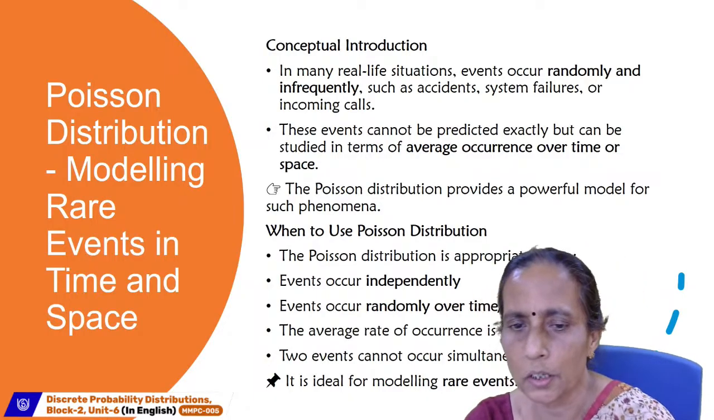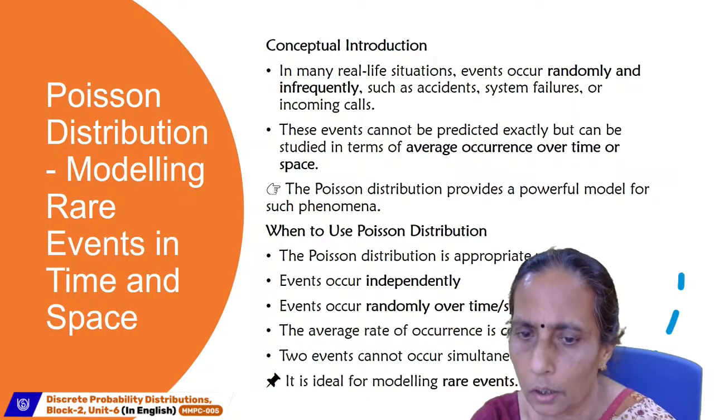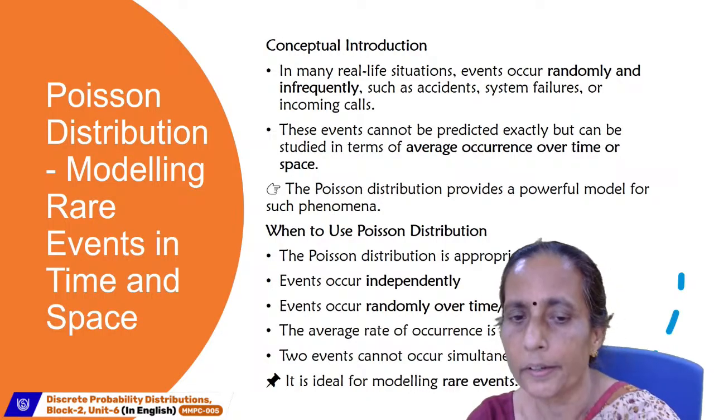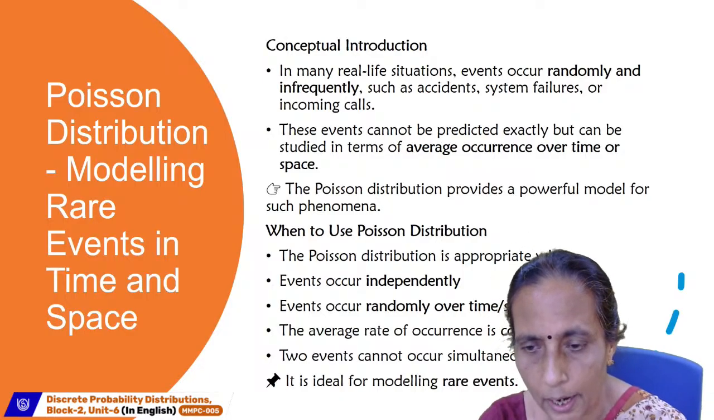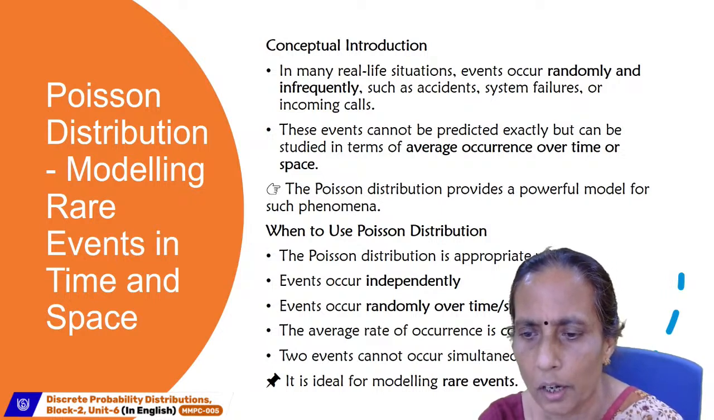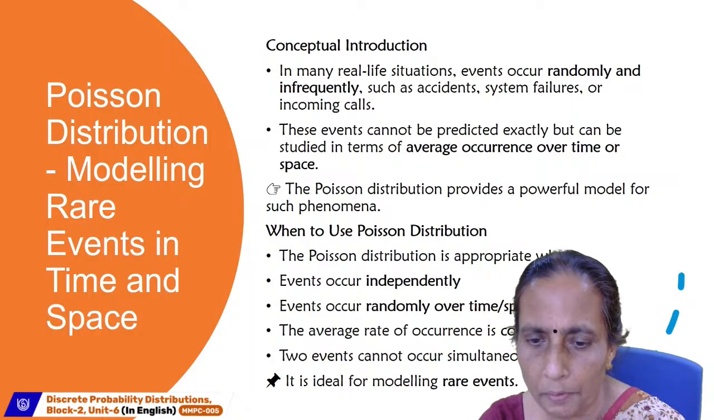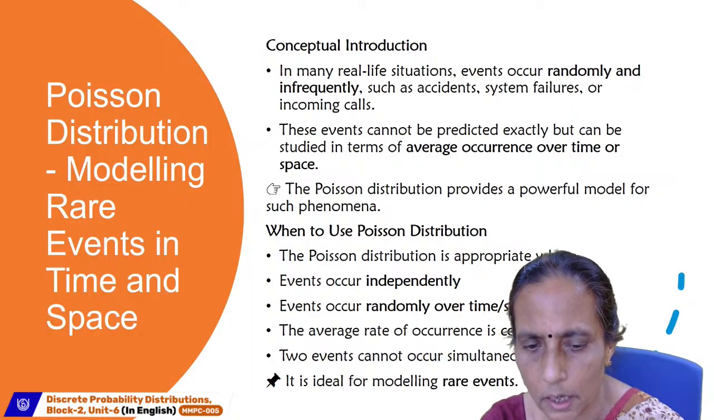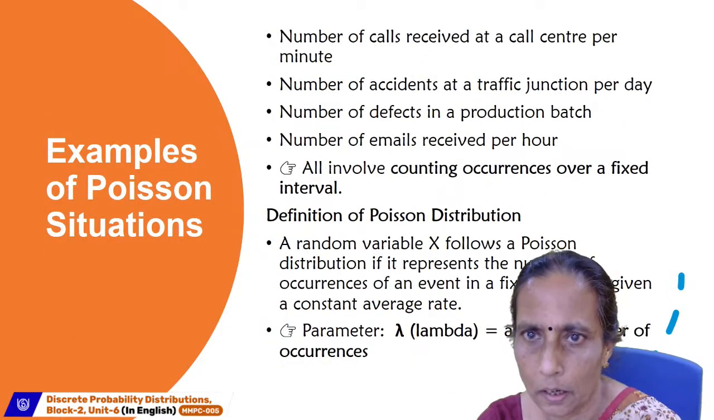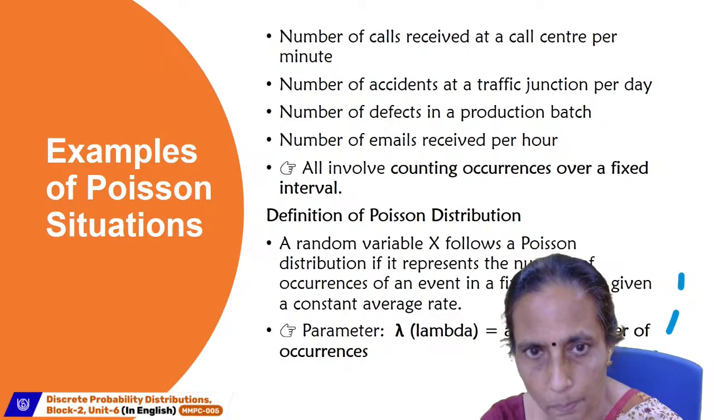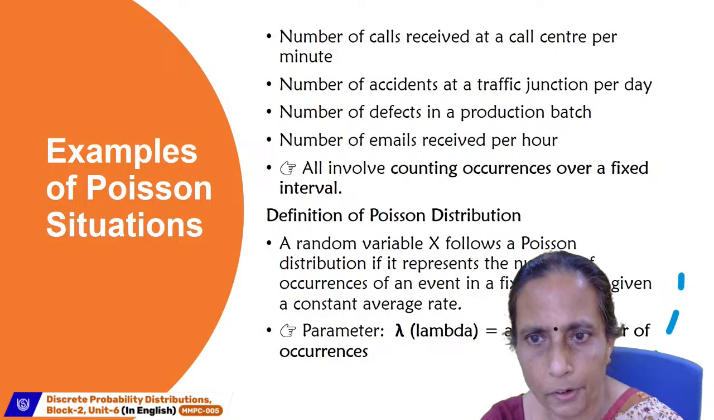So when to use your Poisson distribution? When the Poisson distribution is appropriate, events occur independently, events occur randomly over time and space, and the average rate of occurrence is constant and it is denoted by lambda. Two events cannot occur simultaneously in this case, and it is ideal for modeling rare events. The number of calls received at a call center per minute, number of accidents at a traffic junction per day, number of defects in a production batch, and so on.